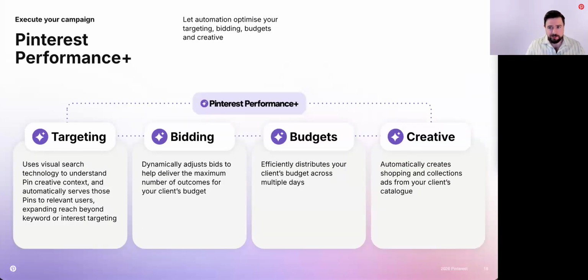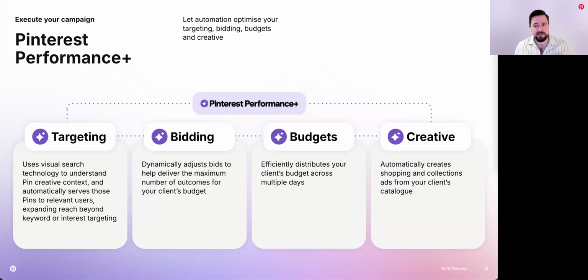When you activate Pinterest Performance Plus campaigns, it transforms 4 key pillars of your Ads Manager setup. The first one is targeting. Instead of manually guessing which keywords or interests to select, the system uses visual search technology to understand the context of your pin and automatically serves it to relevant users, expanding your reach automatically. The second is bidding. The system will dynamically adjust your bids in real time to help you deliver the maximum number of outcomes for your budget.